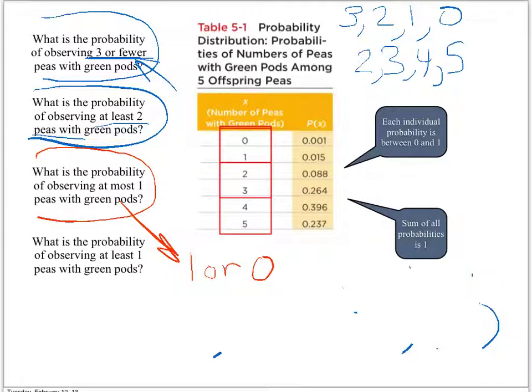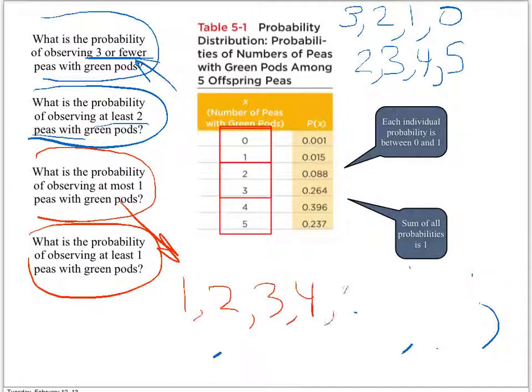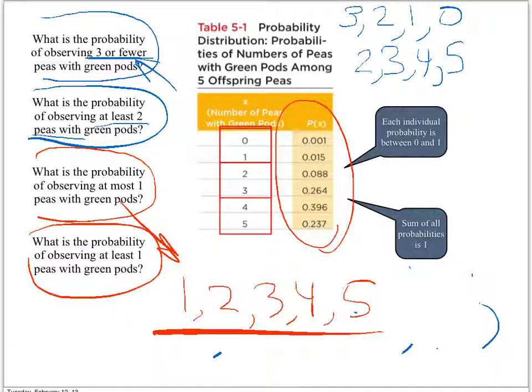Now the last one is the one I was getting at. The probability of at least 1 pea with green pods. At least 1 pea with green pods means that you have at least one or more: 1, 2, 3, 4, and 5. You would have to add all 5 of those probabilities together. But you can make this simpler by using the rule of complements. Since you know that the total probability in this column is 1, when you add the probabilities for 1, 2, 3, 4, and 5 together, that should be the same as 1 minus the probability of the complementary event. The complementary event would be that you get 0 peas with green pods.